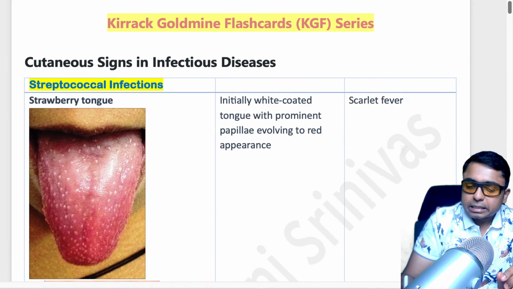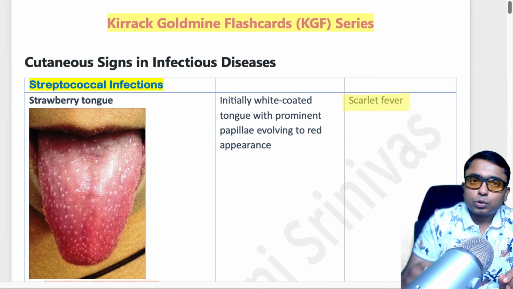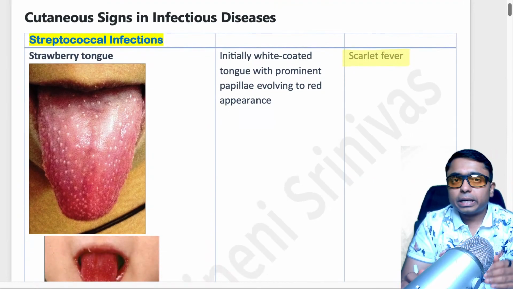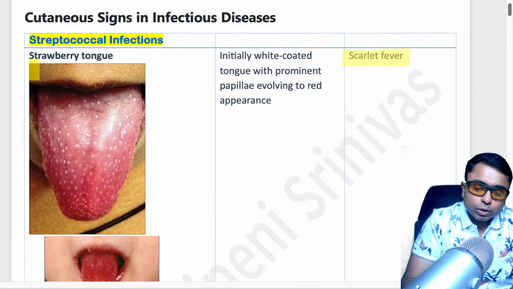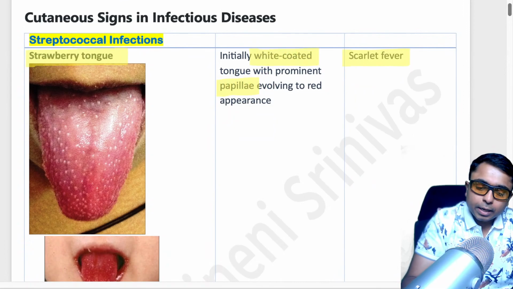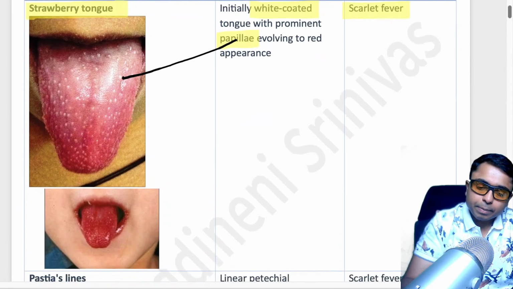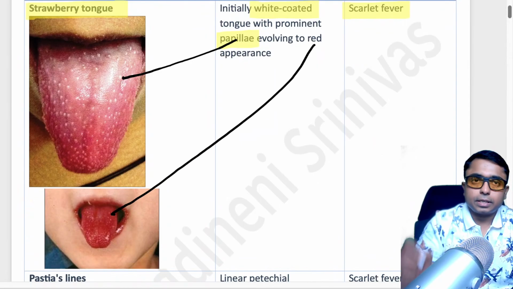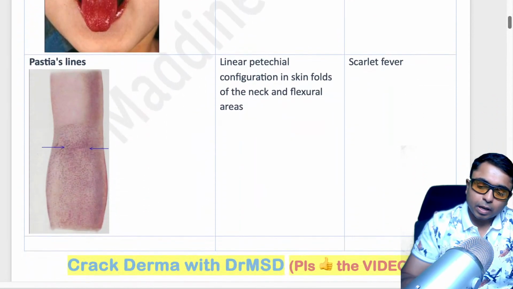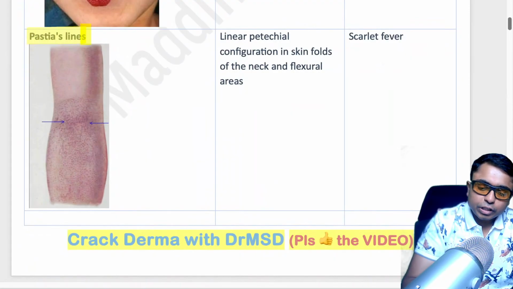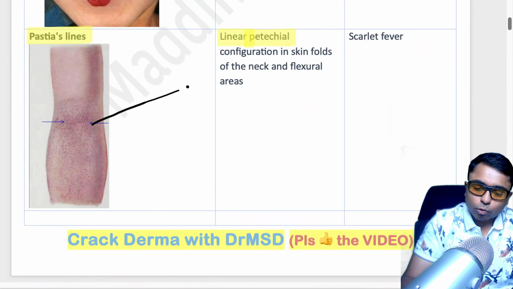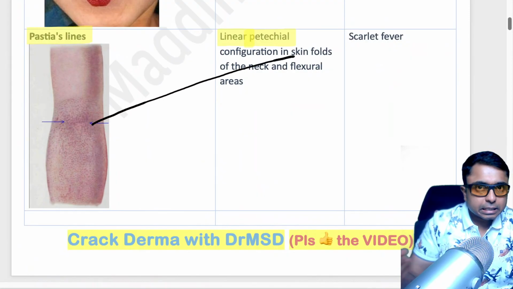So the first one is scarlet fever, which is very important. There are two findings in this: one is a strawberry tongue and the other is Pastia's lines. In the strawberry tongue, remember, the patients are going to have a white coated tongue initially, which is going to have the prominent papillae as you are able to see here. But ultimately the tongue is going to become red in appearance as you are able to see here. So this is a strawberry tongue. Next one is the Pastia's lines, which are the petechial linear configuration which can be seen in the skin folds. Again a finding seen in scarlet fever.